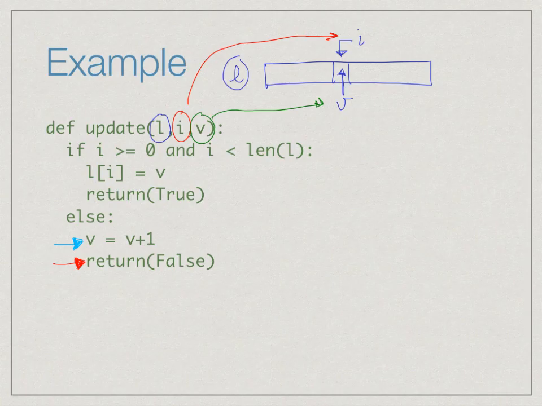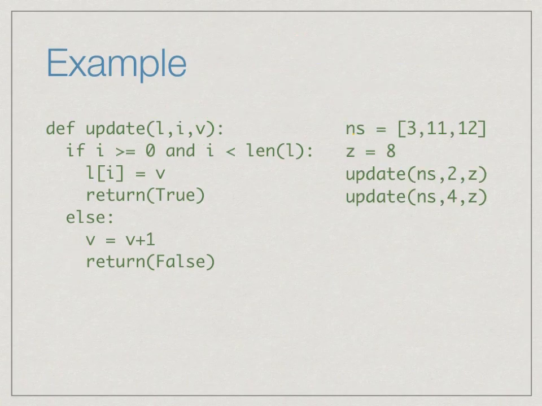So let's assume we call it now. We set up a list of numbers 3, 11, 12, and then we want to replace this 12, say, by 8. So just for the sake of argument, we first set up a new name z with value 8, and we say update the list ns at position 2. Remember the positions are 0, 1, 2. So update the list at position 2 by the value of z. And then we say update the same list at position 4 by the value of z.